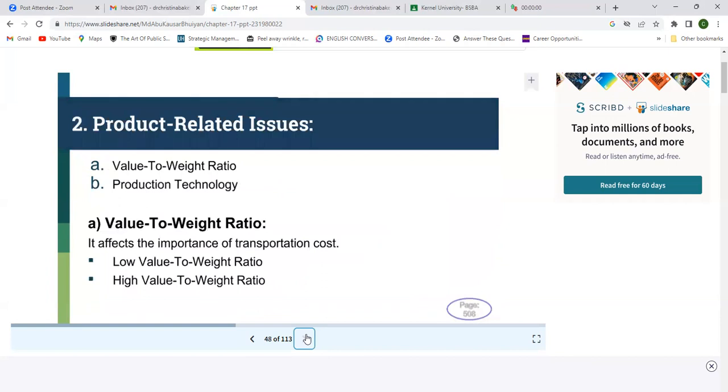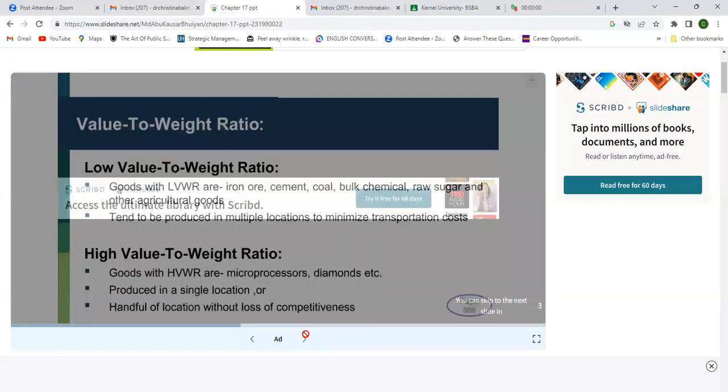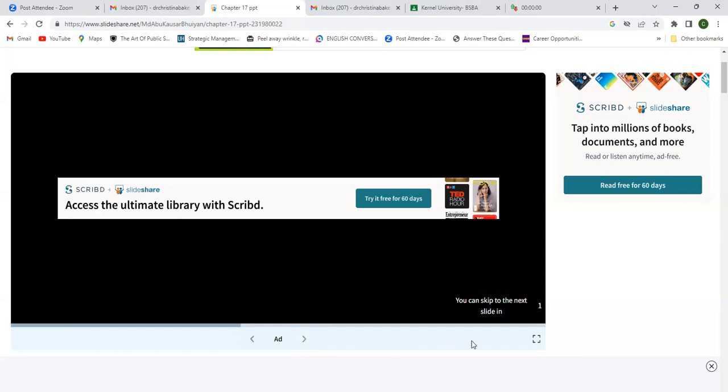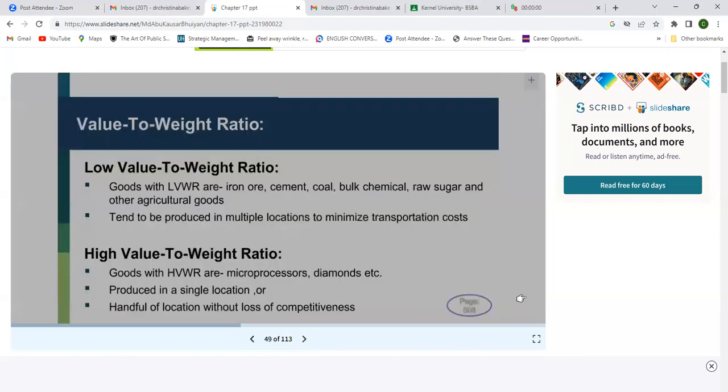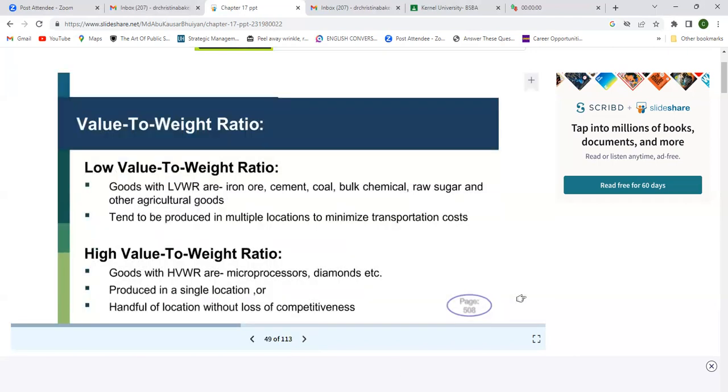Product-related issues: value to weight ratio and production technology. Value to weight ratio affects the importance of transportation cost. Low value to weight ratio, and high value to weight ratio.